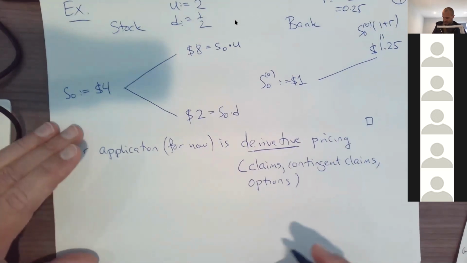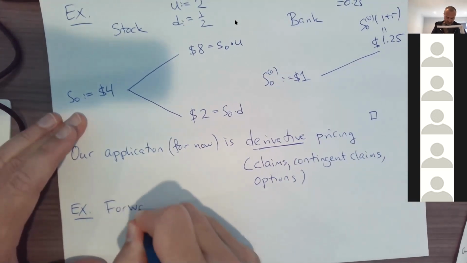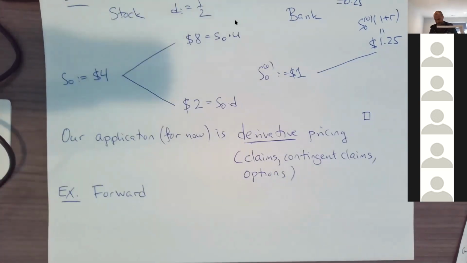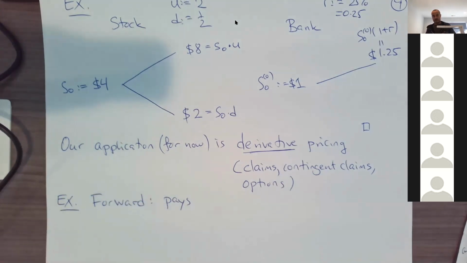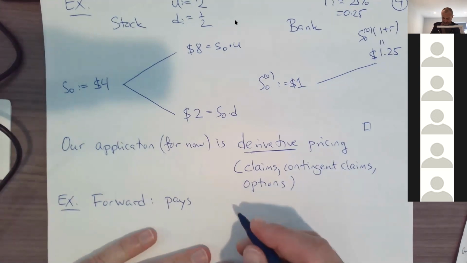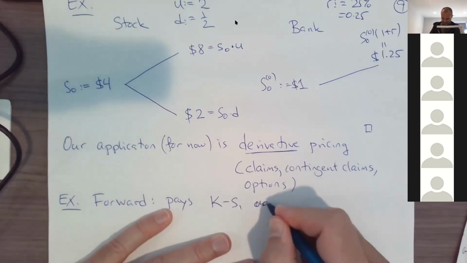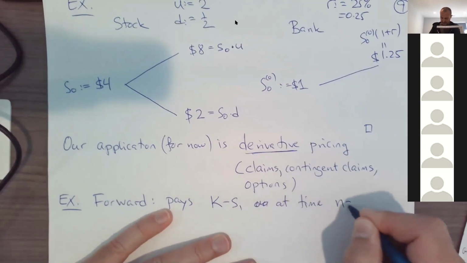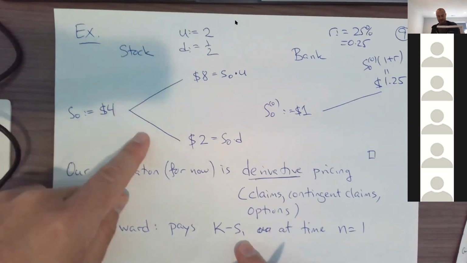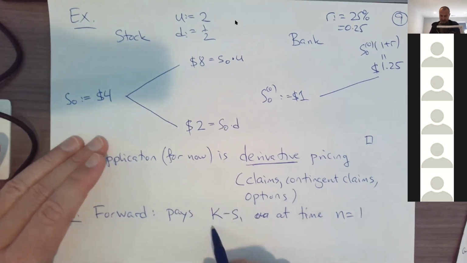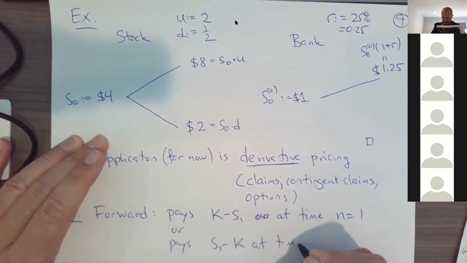So let's look at some examples of derivatives. The simplest one is arguably a forward. So a derivative is something that pays out a certain quantity, and it's typically a random payoff. It'll pay out K minus S1 at time 1. So K is a constant. S1 was the stock price at time 1, right? So there'll be two possible payoffs of the forward. The same thing, you can flip the payoff. You can have another forward. It pays out S1 minus K at time 1.